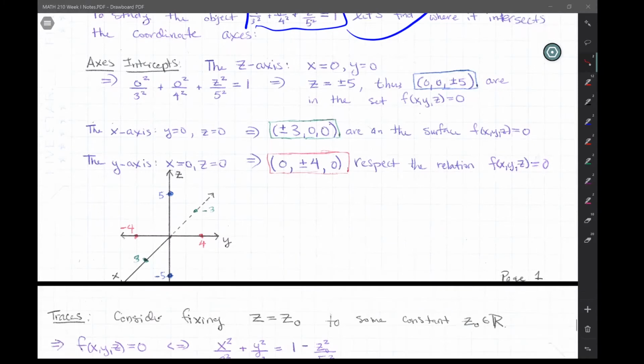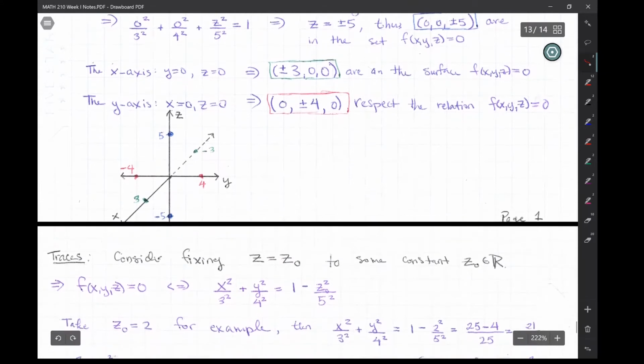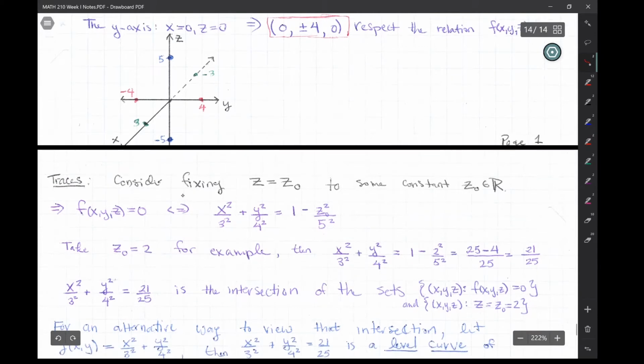So what's the next thing that we could do to get a better grounding of what this thing is? How about we look at slices of this object? What do I mean by slices? The formal way to say this is to call it a trace. Let's consider fixing z equal to some constant z naught, where z naught is in R. If you want an example, you could take z naught equal to 2.